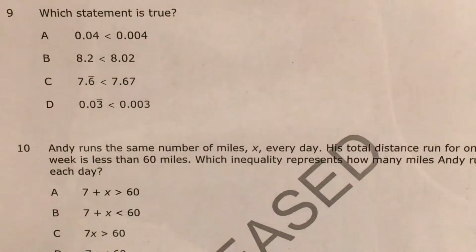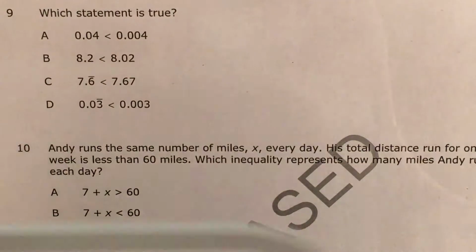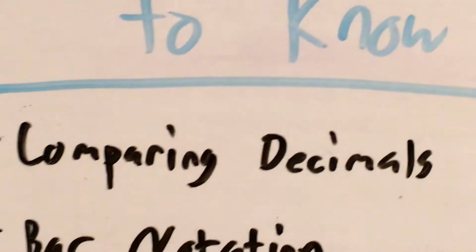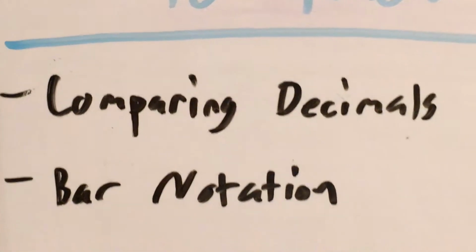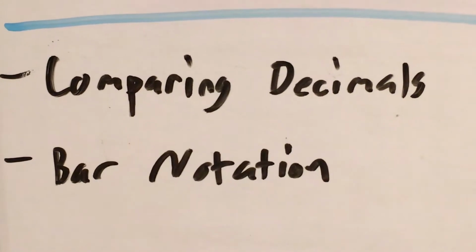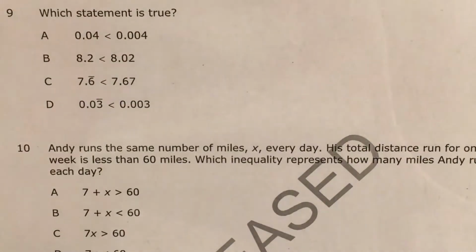In terms of the big skills that we'll need to know in order to figure out a question like this, we'll need to know how to compare decimals, but also how to use this weird thing called bar notation, which tells us that one or more numbers in a decimal are repeating themselves over and over and over again.